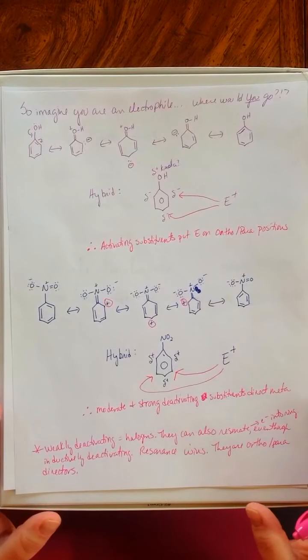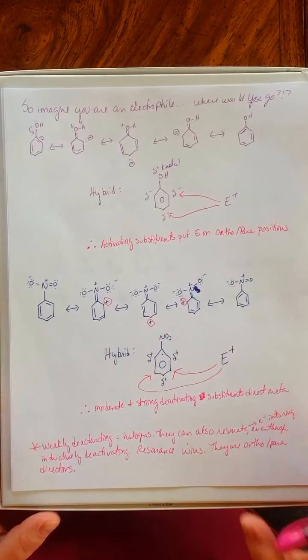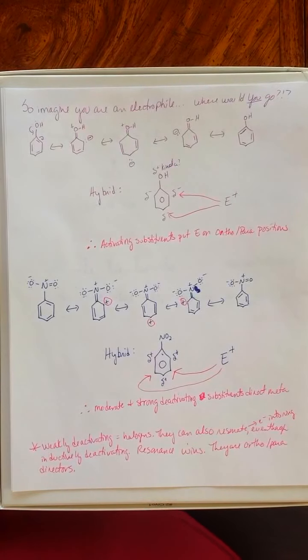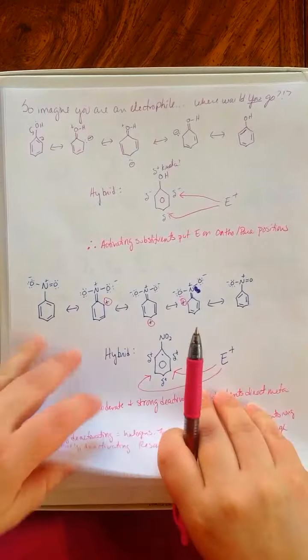Okay, there's also a group of weakly deactivating halogens here, and I'll get to that list in just a moment. They can also resonate, even though it would lead to a positive charge on the halogen itself, and they can put electrons into the ring technically. Even though inductively they're really deactivating, the resonance is going to win, and they're going to still be ortho-para directors, though they're not really too happy about it.